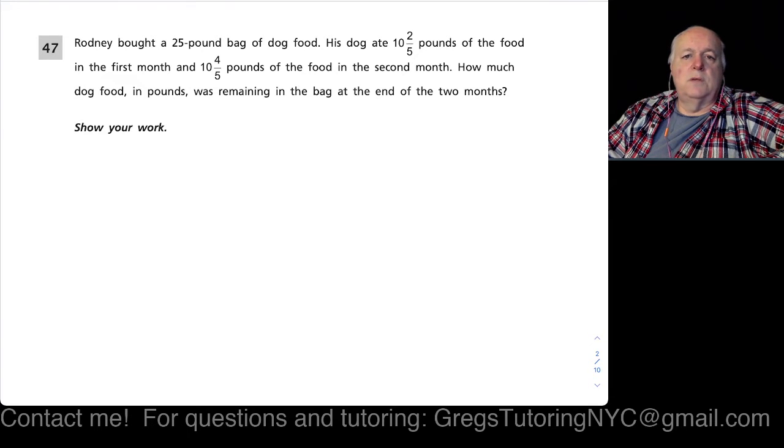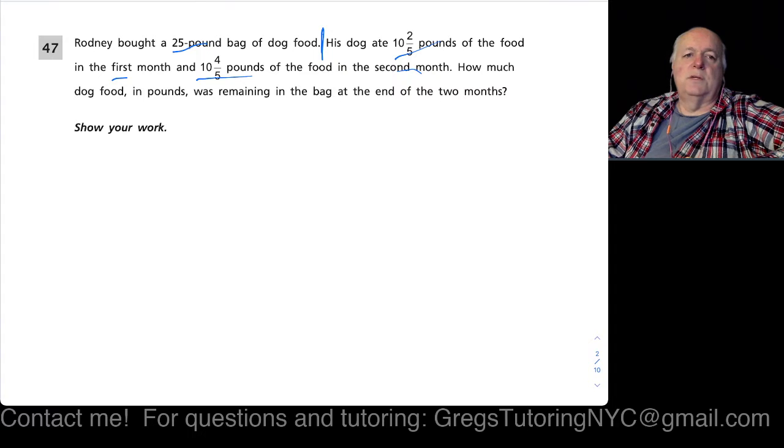His dog ate, so we have up to here. There's not a lot of details there, but we know there's 25 pounds. His dog ate 2 2/5 pounds in the first month, and 4 4/5 in the second month. How much dog food in pounds was remaining?